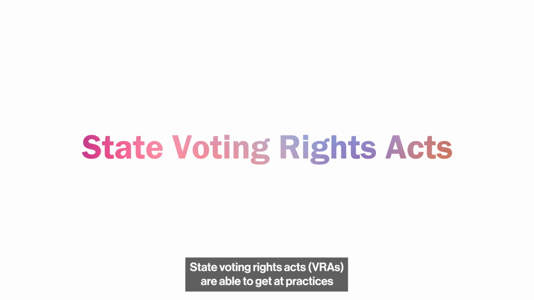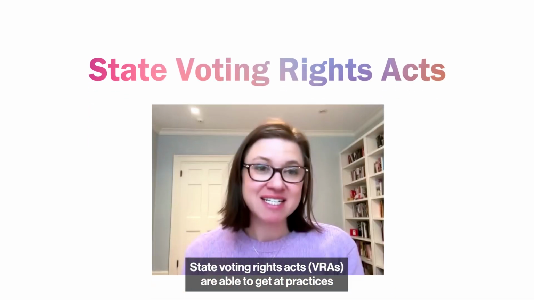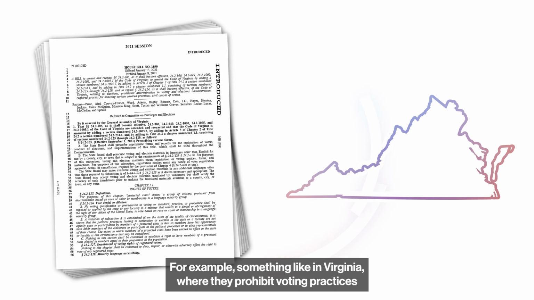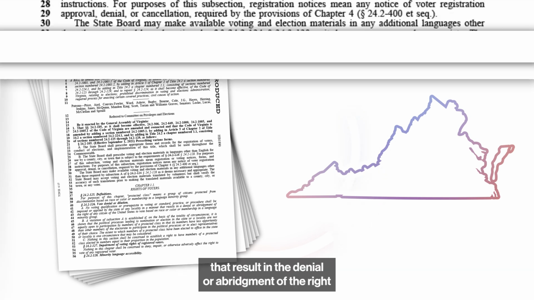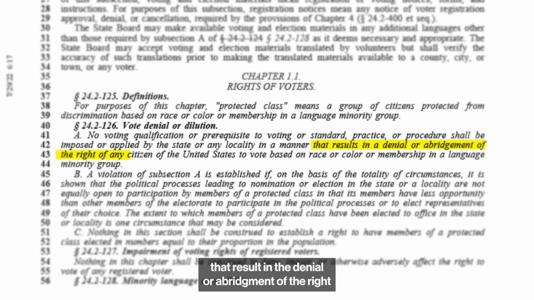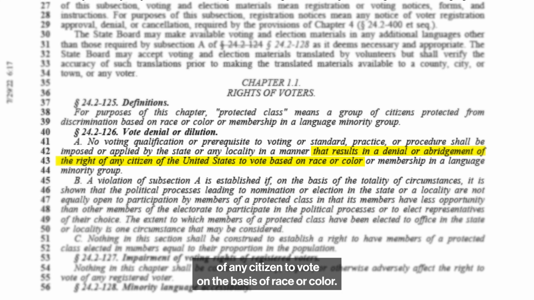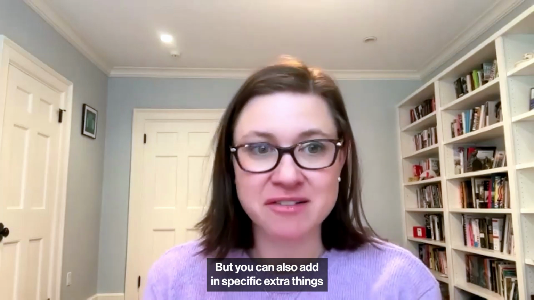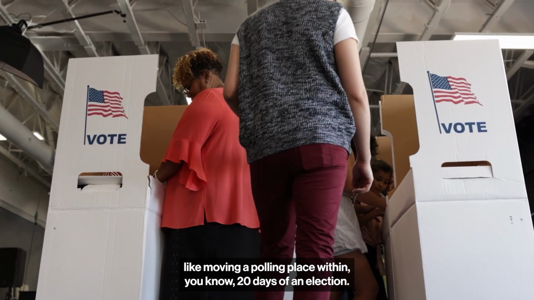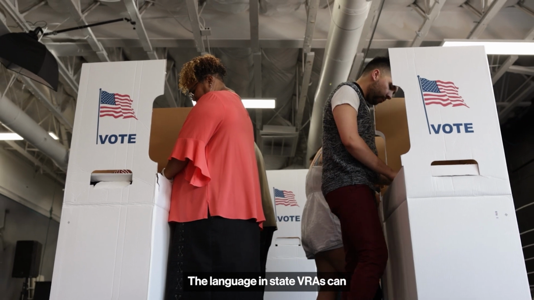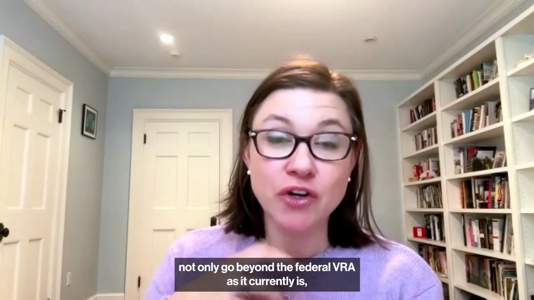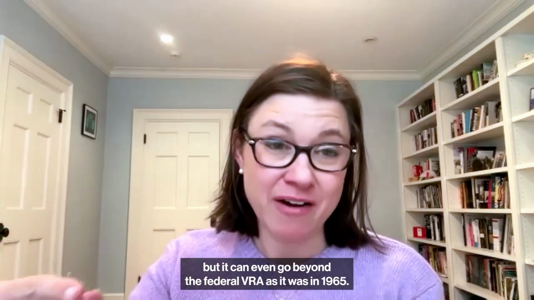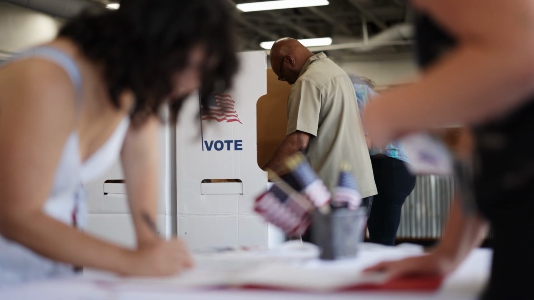State voting rights acts are able to get at practices that federal laws just don't get at. For example, something like in Virginia, where they prohibit voting practices that result in the denial or abridgment of the right of any citizen to vote on the basis of race or color. But you can also add in specific extra things, like moving a polling place within 20 days of an election. The language in state VRAs can not only go beyond the federal VRA as it currently is, but it can even go beyond the federal VRA as it was in 1965.